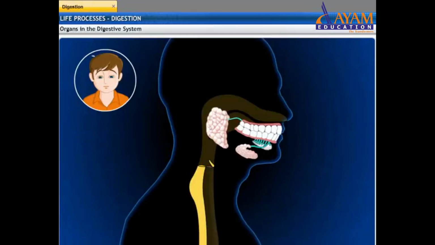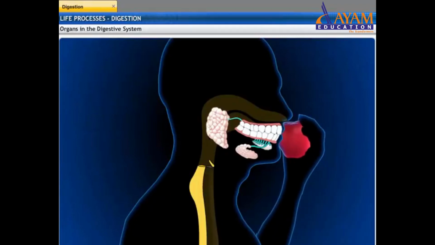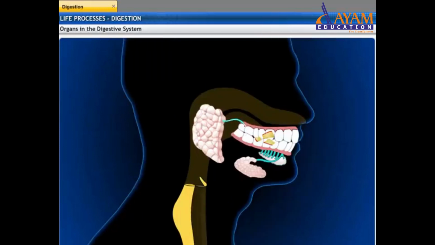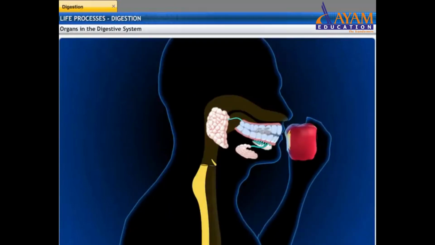I'm curious. How does the digestive system work? Food enters the body through the mouth, where it is crushed into smaller particles. When you see, smell, or taste food, salivary glands secrete saliva in the mouth. Saliva moistens the food while you eat and helps to tear it into smaller pieces.